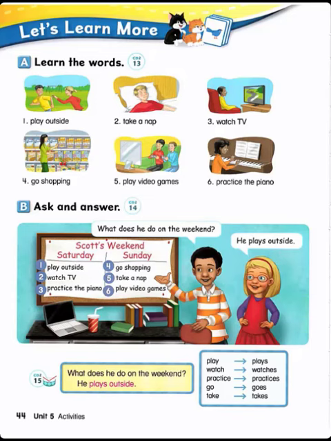Page 44. B. Ask and answer. What does he do on the weekend? He plays outside. Number one. What does he do on the weekend? He plays outside. Number two. What does he do on the weekend? He watches TV. Number three. What does he do on the weekend? He practices the piano. Number four. What does he do on the weekend? He goes shopping.